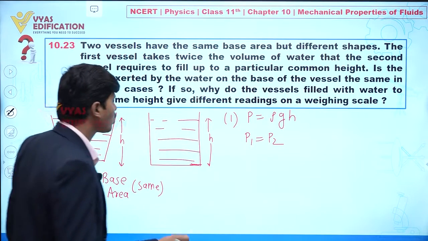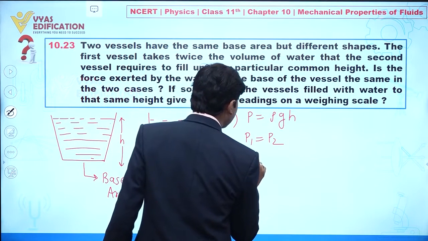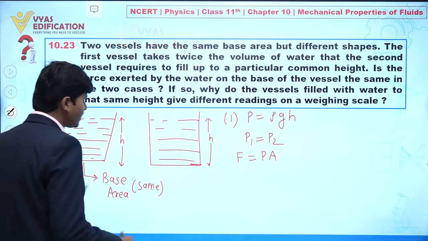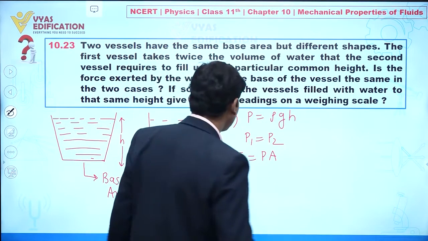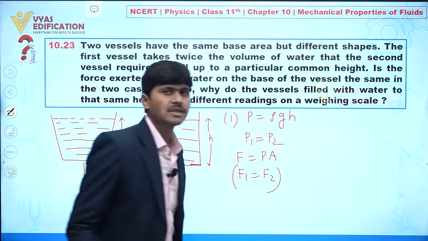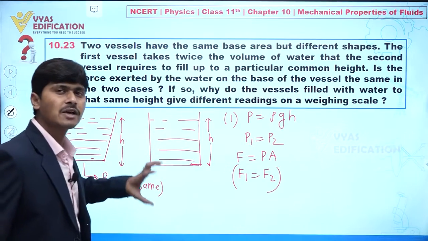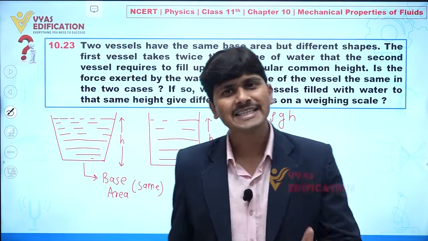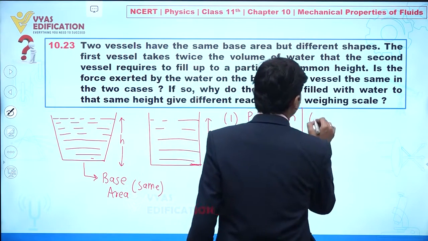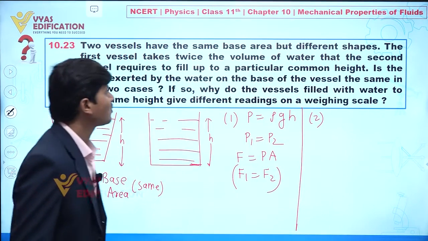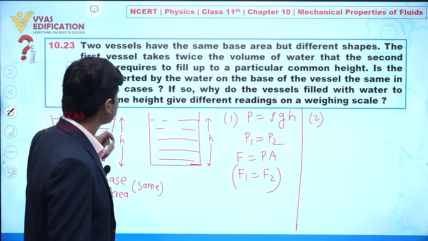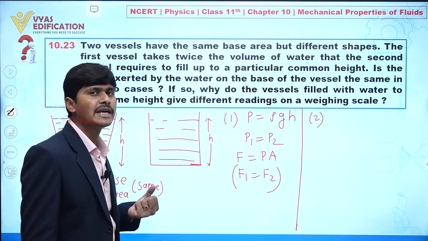Clear? So if I am talking about force, the force exerted is given by pressure multiplied by area. Because both have the same base area, I can say F1 is equal to F2. It means in both situations the force exerted on the base is the same. Now part number 2, given in the question: why do the vessels filled with water to the same height give different readings on a weighing scale?